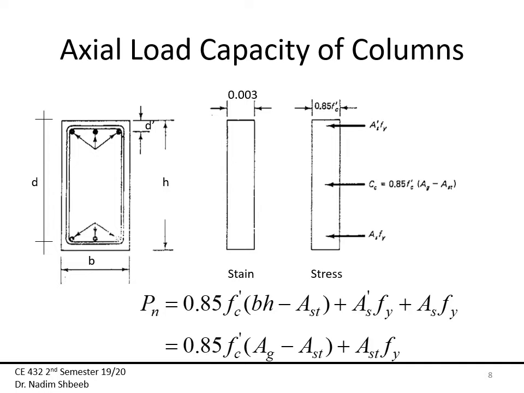What we have here is a column cross-section. The definitions: H is again the height, if you will. B is the width. D prime is still the distance from the extreme compression fiber to the centroid of the compressive reinforcement, and D is still the distance from the extreme compressive fiber to the centroid of the tension reinforcement.